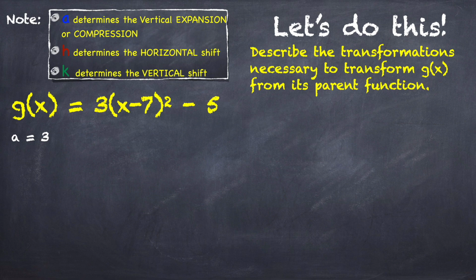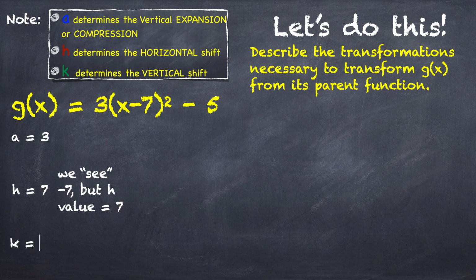H. H is a negative, or what we see is a -7. But H is actually a +7 because it's x minus h. Minus a negative would make it a positive. So I don't see a positive up there. So H is 7. K's tacked on the back, and that is exactly what we see, just like it is. It is a -5. Okay?